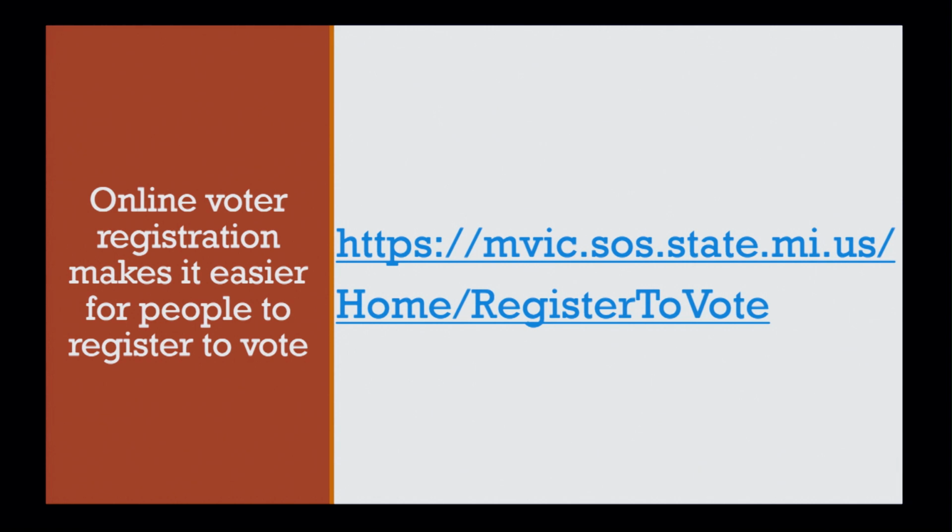Online voter registration makes it easier for people to vote. You can register to vote at the Michigan Voter Information Center website. And you can also use nonpartisan websites such as vote411.org and rockthevote.org that will also connect you to the MVIC website.